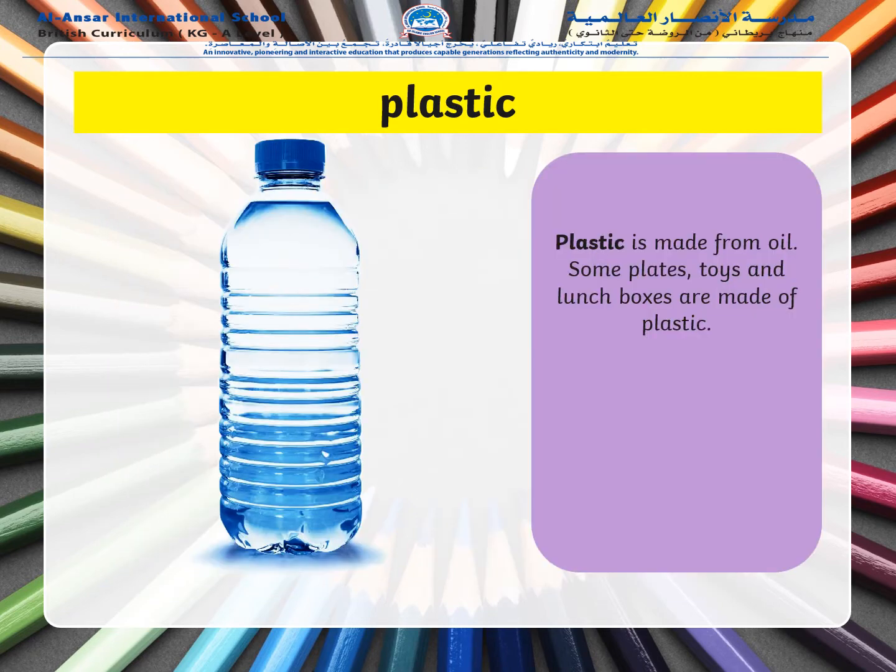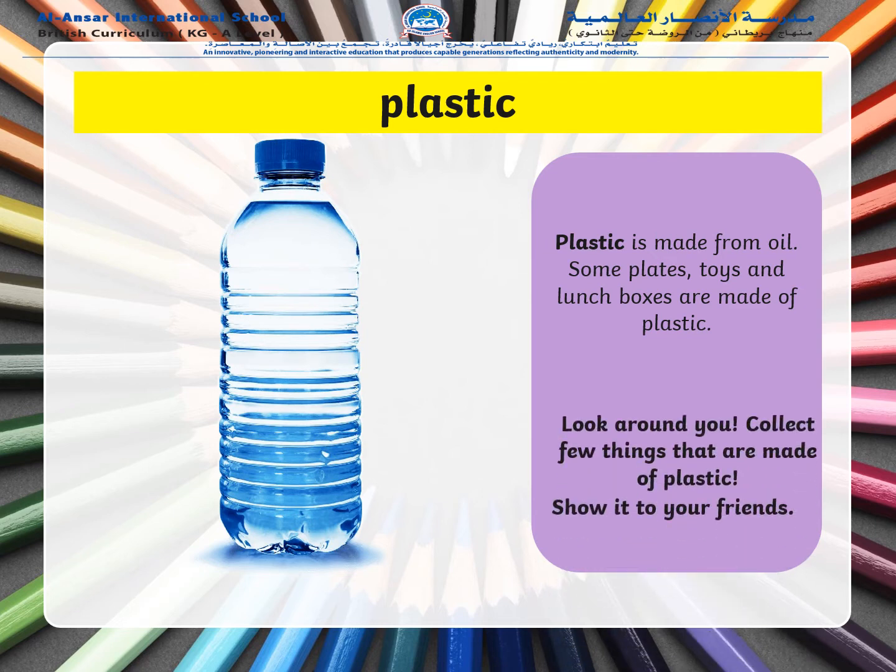Plastic. Remember, learners, we studied that plastic is not a natural material. It is man-made. It was created to save natural materials. Plastic is made from oil. Some plates, toys, and lunchboxes are made of plastic. Look around you. Collect a few things that are made of plastic. Show it to your friends or your family members and see if you got the right thing.